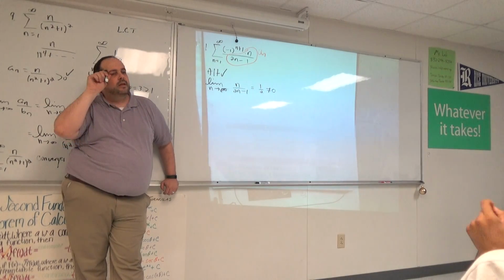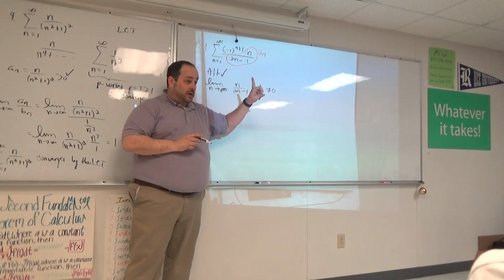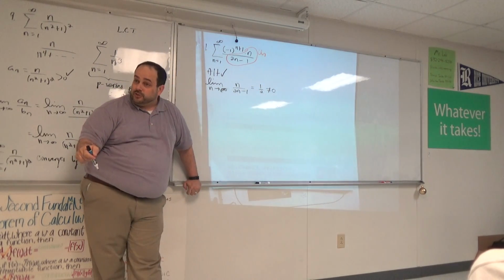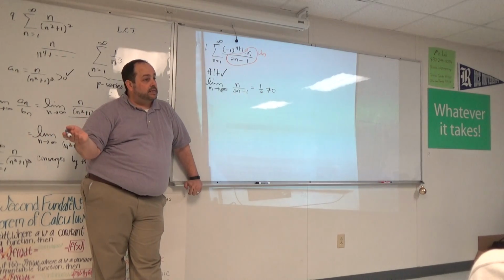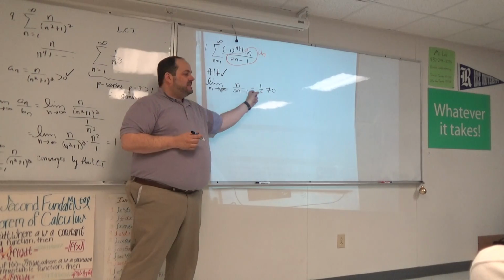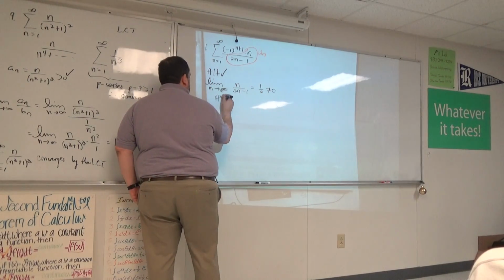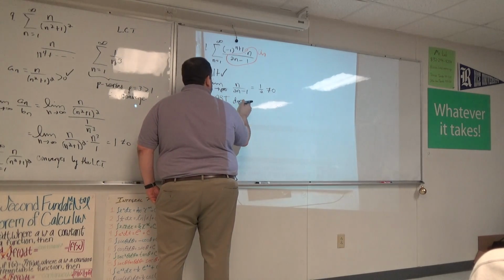Wouldn't it diverge by the nth term test instead? Yes. This series, although it does alternate, doesn't count. You cannot use the alternating series test because the limit to infinity is not equal to 0. So I would make a little statement here that says AST does not apply.